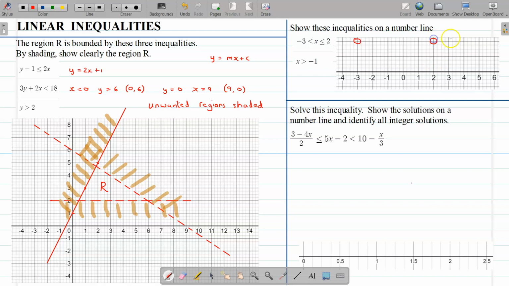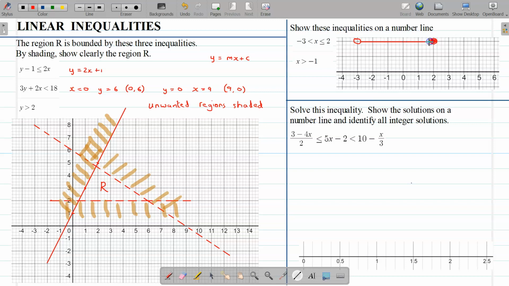Now one of those circles has to be shaded in, and it's the one where it includes. So it includes the 2, so that has to be a solid shaded in circle like that. Okay, and then I just simply draw a straight line connecting those 2 points together. As simple as that.